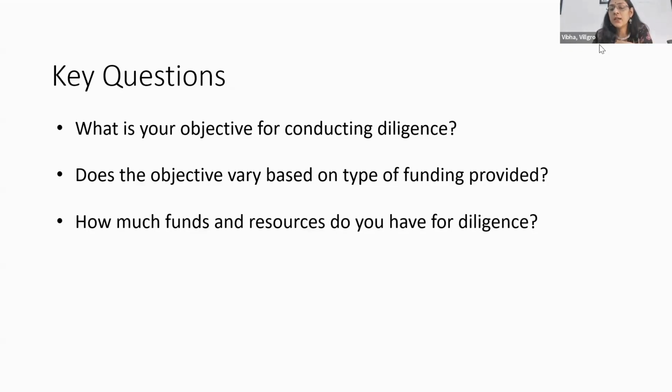It will definitely vary in terms of the kind of funding that is provided, and also the amount of money that I have for a diligence, right? Because, for example, Villgro is a grant funded incubator. We don't really have any other avenues of income. So what I have in terms of doing diligence is a finite amount, right? Maybe a few thousand rupees in Indian rupee terms. So based on that, what is it that I need to prioritize for whatever resources I have? Those are some of the key questions that we need to make sure are clear before we initiate a diligence.